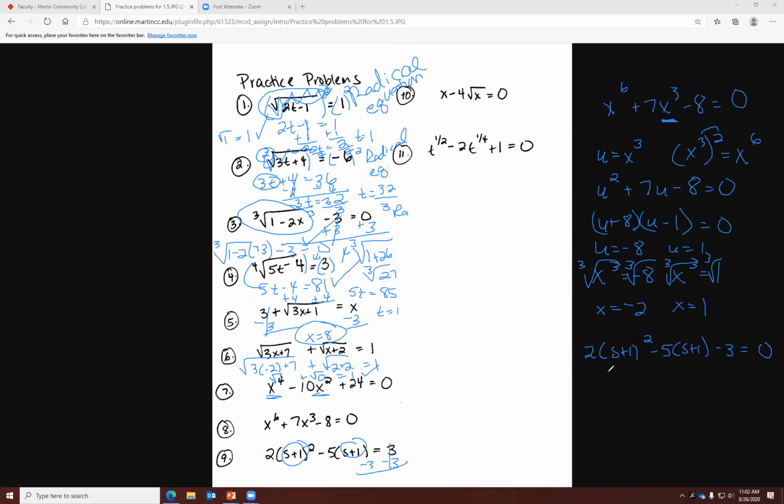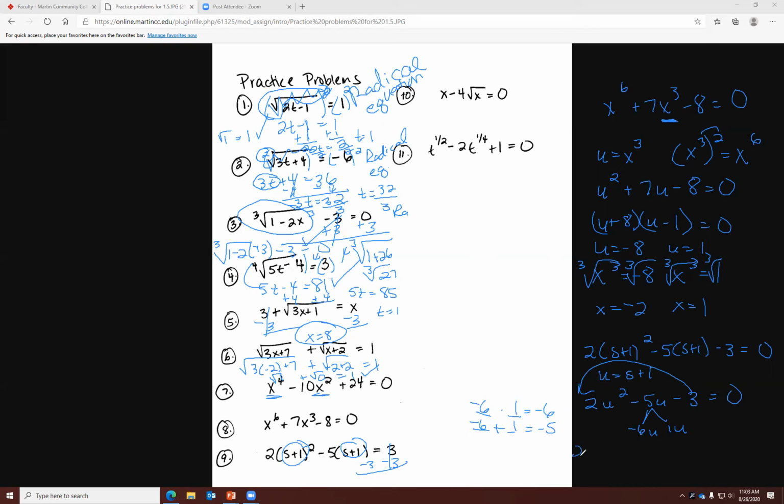And so then what I'm going to do, I'm going to let u be s plus 1. So you end up with 2u squared minus 5u minus 3 equals 0. And we can factor this. Negative 3 times negative 2. We want two numbers that multiply to give you negative 6, but add to give you negative 5. All right, so that's going to have to be what? Negative 6 and 1. Negative 6 plus 1. Okay, so that means this is going to break up into a negative 6u and a 1u.